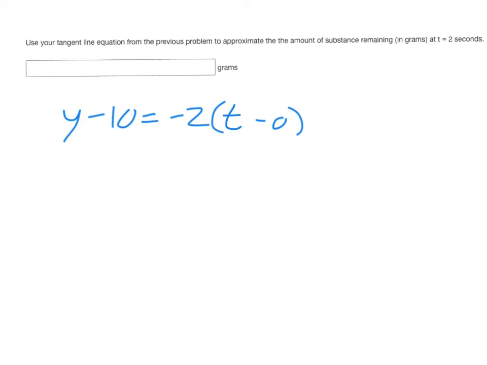So plug in 2 for t, and you should get y equals 6. So y is going to equal negative 2 times 2 plus 10, which is 6. And that's an approximation because you're approximating the original function with the tangent line. Okay, so that's number 8.